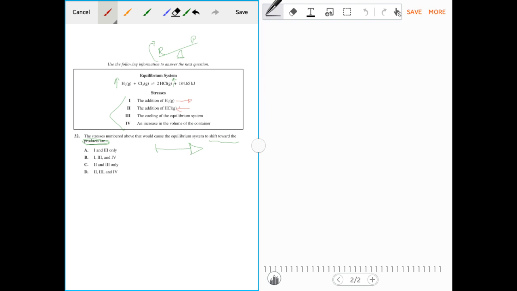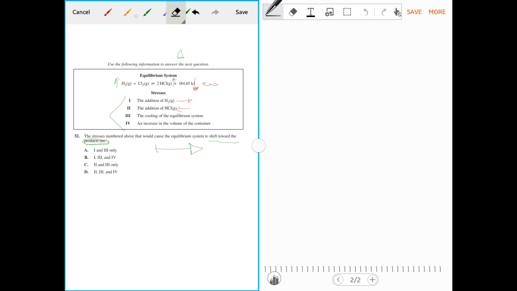Okay, the cooling of the equilibrium system. When we look at this value here, the cooling, if we decrease the temperature, now this is where the temperature in Le Chatelier's is a little bit funny because we have to consider both if it's an exo or endothermic reaction. In this case, since heat is produced, heat is released, it is an exothermic reaction. So if we cool this system, we're actually pulling heat away. So we're decreasing the amount of products. So if we pull products out, we've shifted the equilibrium in the other way.